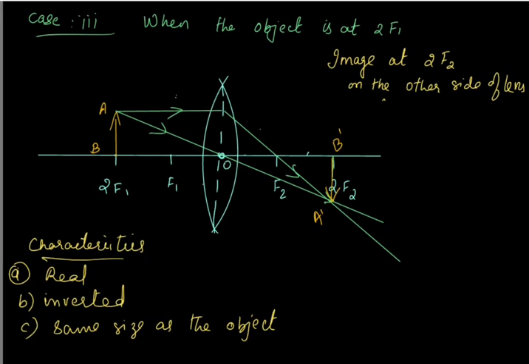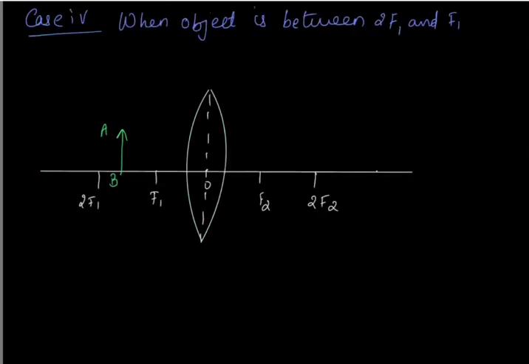Now we will see the fourth case, in which the object is placed between 2f1 and f1. So we are moving from infinity towards the lens. The position of the object is changed from infinity towards the lens. Now we have reached 2f. Now we will place the object in between 2f1 and f1. So we will see what the position and characteristics of the image will be. Now we will move to case 4, when the object is placed between 2f1 and f1.